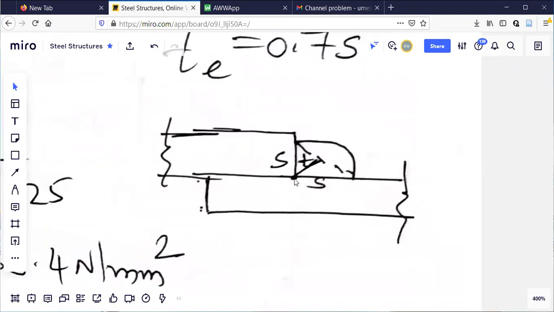Size will be given here. S will be given. This is a triangle of size S and S. This is 6 mm, which means this is also 6 mm. This is a 45-degree line.